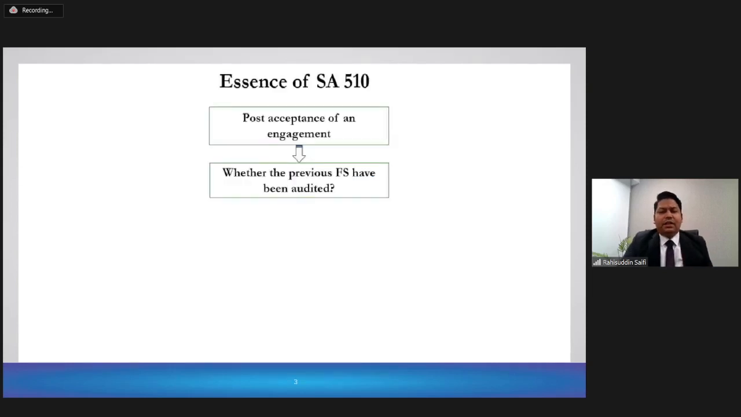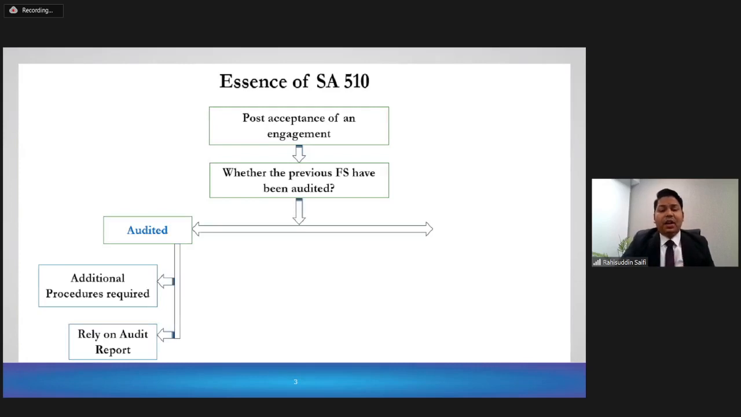Now let's understand the essence of this SA 510. As Amit Purohitji mentioned some terms of the engagement, after agreeing the terms and acceptance of the engagement, we need to check whether the previous financial statements have been audited. If the financial statements are audited, we can rely on the audit report, but apart from reliance, we need to carry out additional audit procedures to get comfort on the financials.